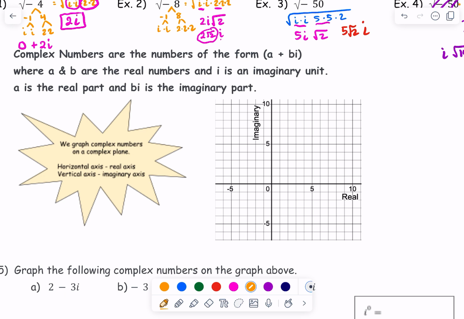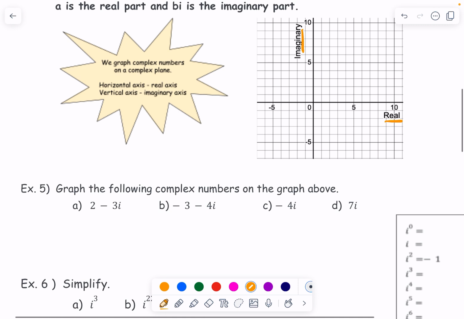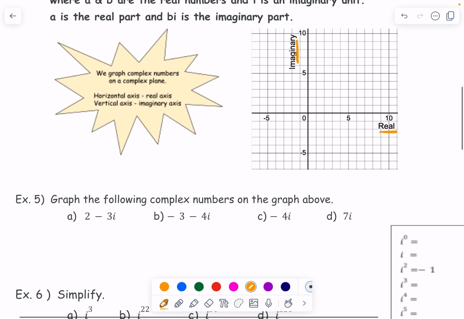What we do have is a real number and an imaginary unit. So we have a and b. So we have an a and we have a b. So what we're going to do is put the real part related to the x-axis, and we're going to put the imaginary part related to the y-axis. Okay, so what does that mean? We're going to look at a couple of solutions down below, and we will see.